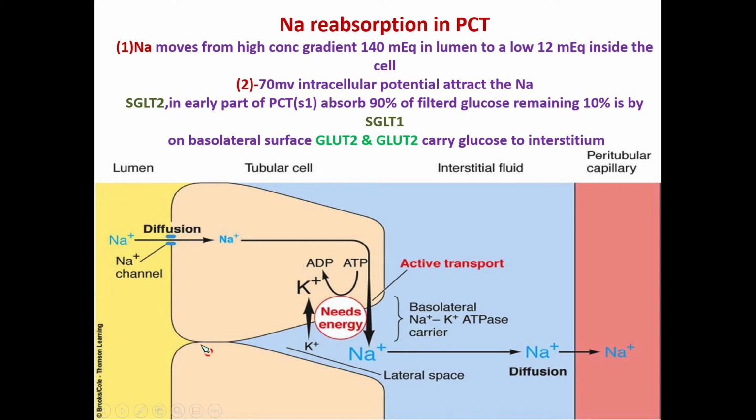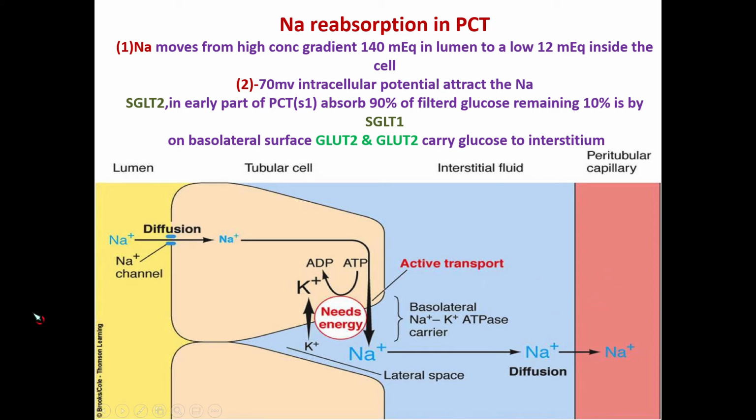And this wall, follow my cursor, this wall or this wall, this is known as the basolateral surface. On the basolateral surface, you will find that there is a sodium potassium pump present over here. And this is the interstitial tissue space, and from there is the peritubular capillary network.